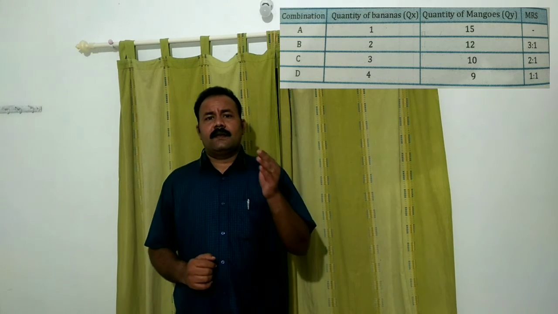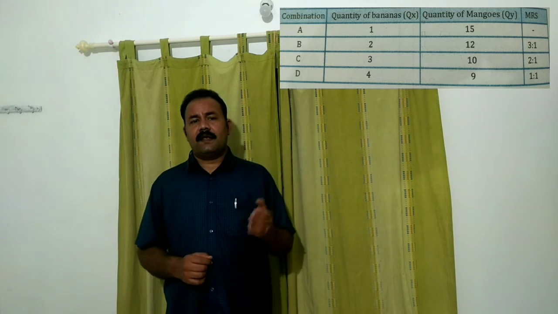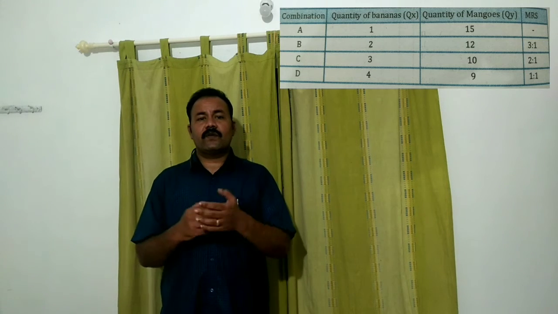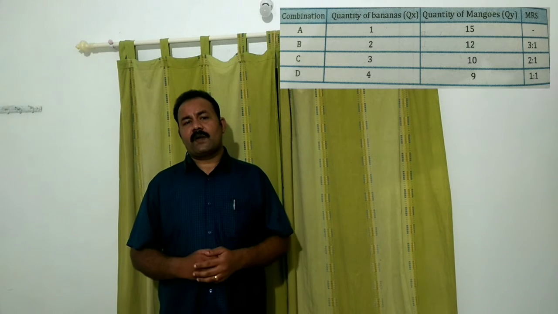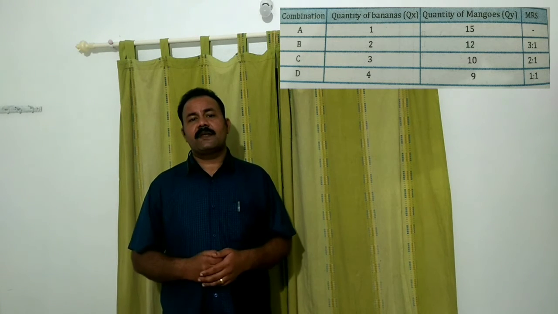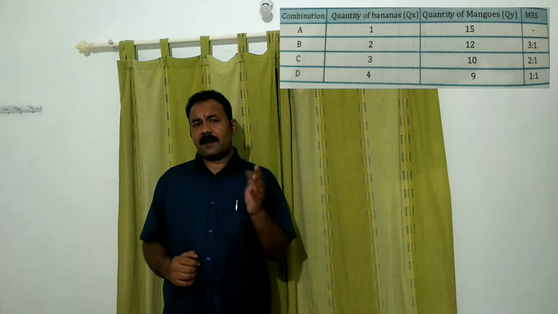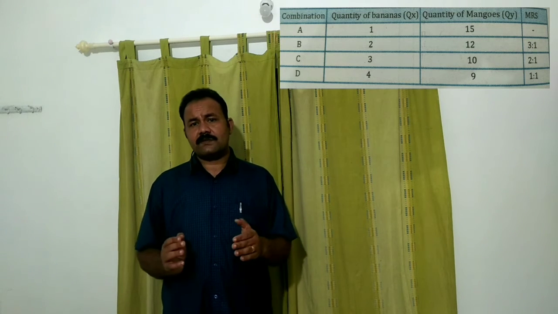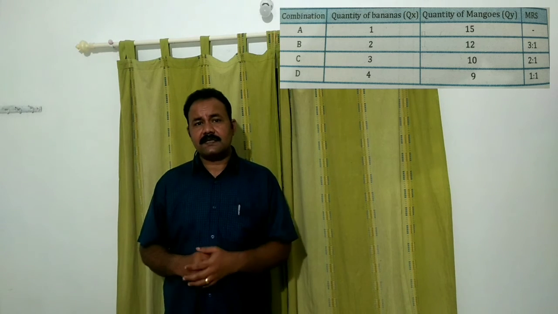In this table we can see that when consumption of bananas increases from 2 to 3 units, we want to forgo units of mangoes, that is from 12 to 10. Here we can calculate the marginal rate of substitution. Then what is marginal rate of substitution? Delta y by delta x. Here y is mangoes and x is banana.